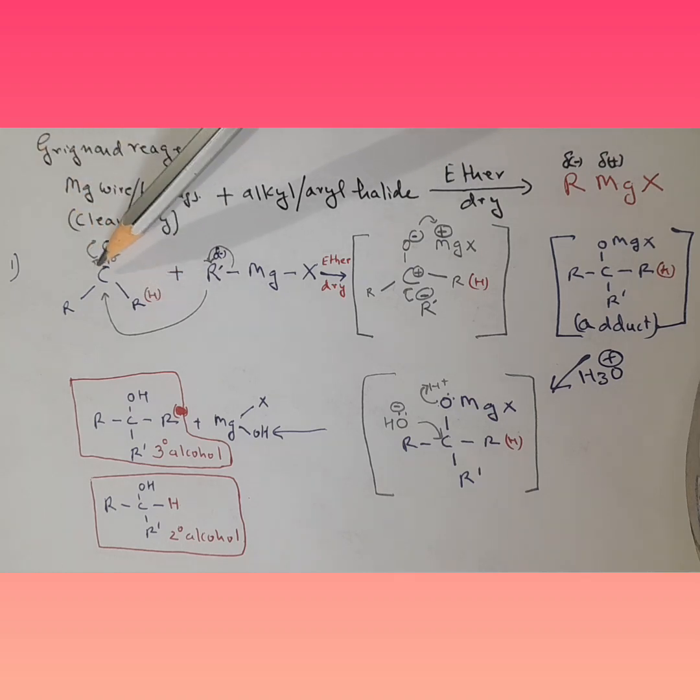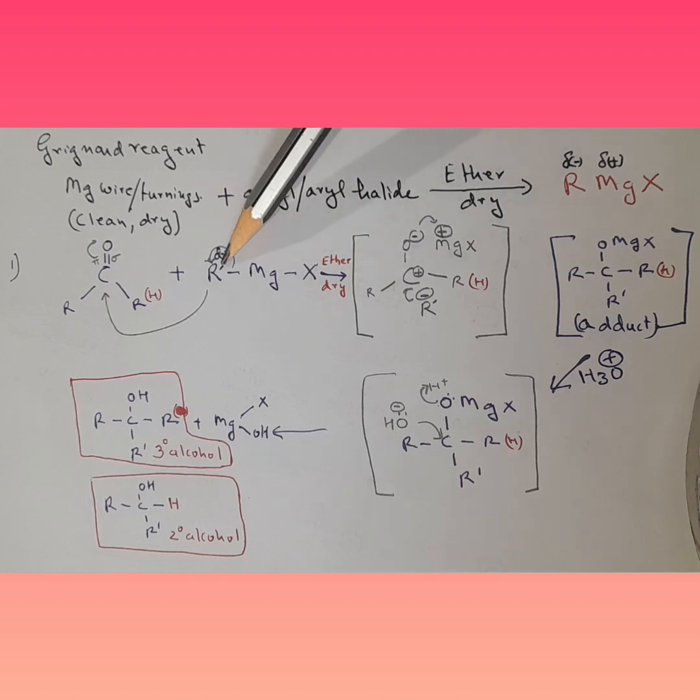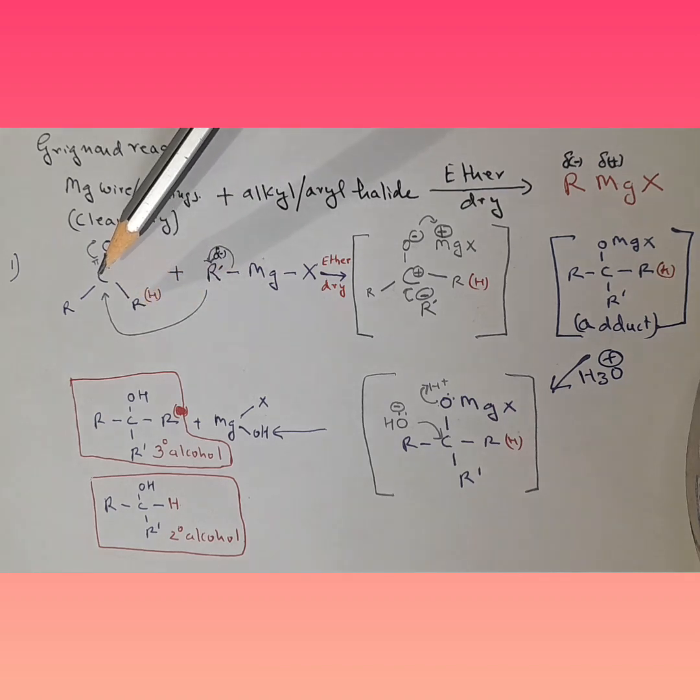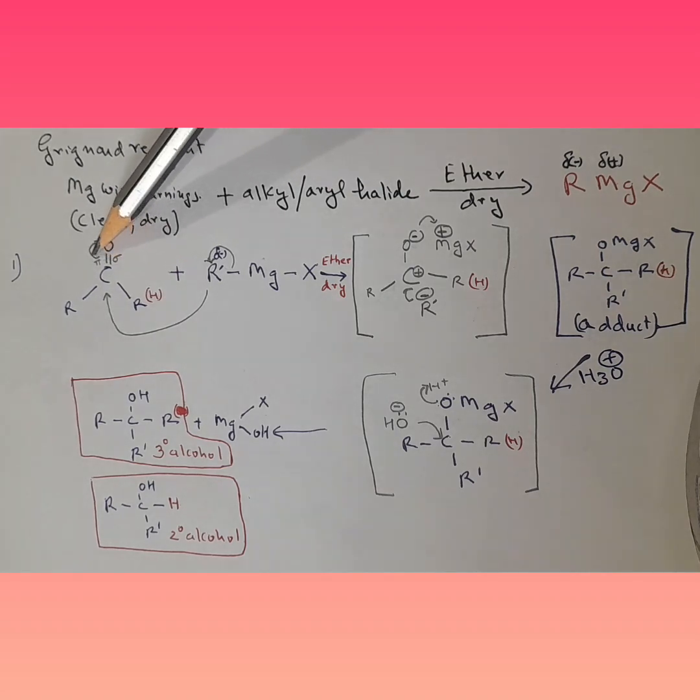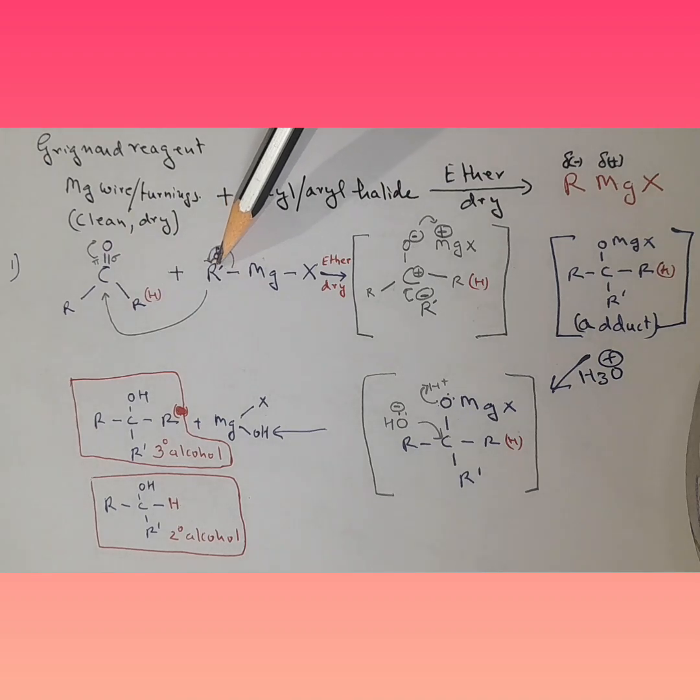Whenever there are two bonds, one is sigma, one is pi bond. Now whenever we talk in terms of R'MgX, R' has delta negative charge and MgX has delta positive charge. This acts as a nucleophile, nucleus loving, so it wants to attack positive centers. Here, oxygen being more electronegative pulls electron density towards itself, thus acquires delta negative, and this carbon acquires delta positive.